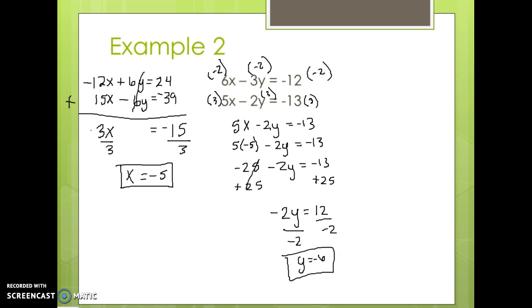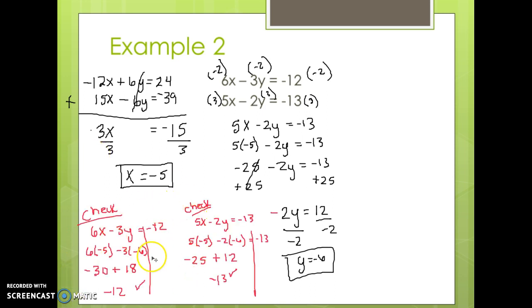So then you have both your solutions for x and for y. And it's important to do the check. After substituting in negative 5 for x and negative 6 for y and checking both equations, it did come out to be a correct answer. I would recommend using the original two equations, not the ones you changed. It worked out to be a correct answer.